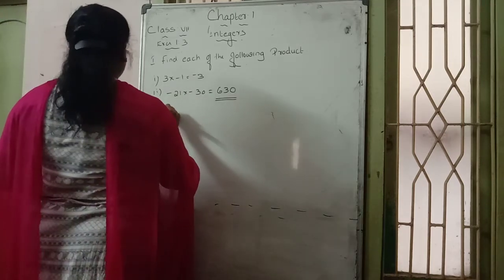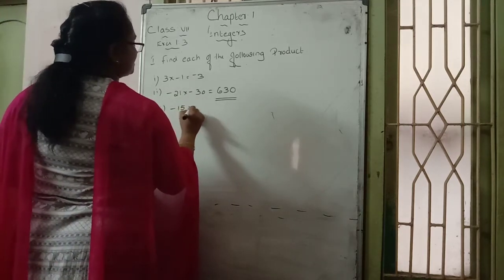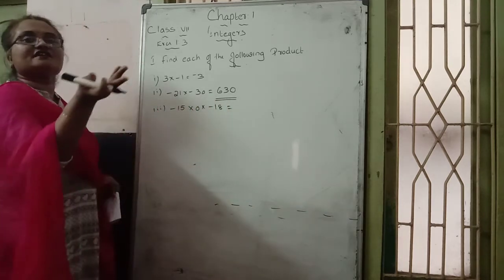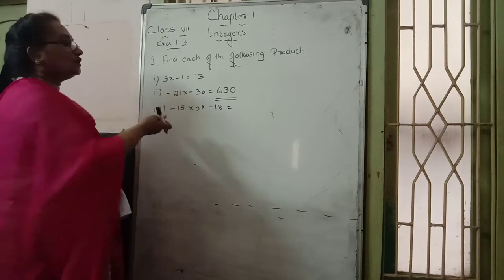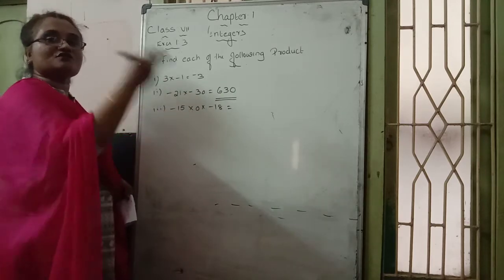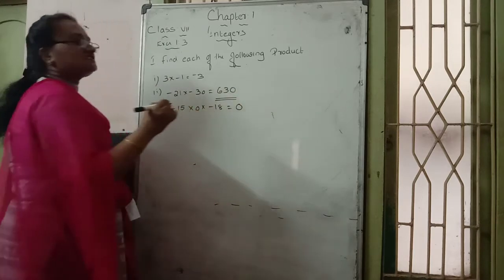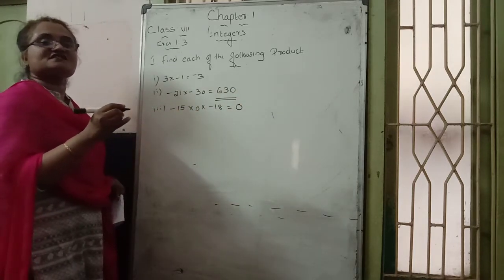One more question. Minus 15 into 0 into minus 18. What is the answer directly? Which answer can we write? 0. Any number, 100 or 1000 or crore or any number, we multiply with 0, what is the answer? 0 comes as the answer.